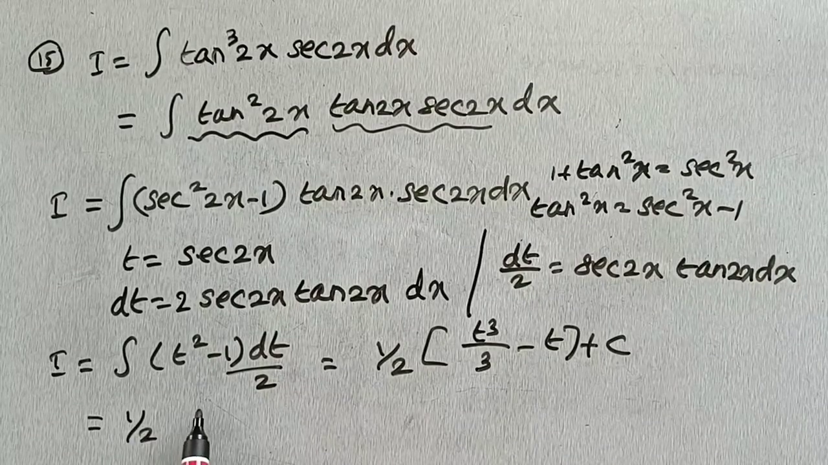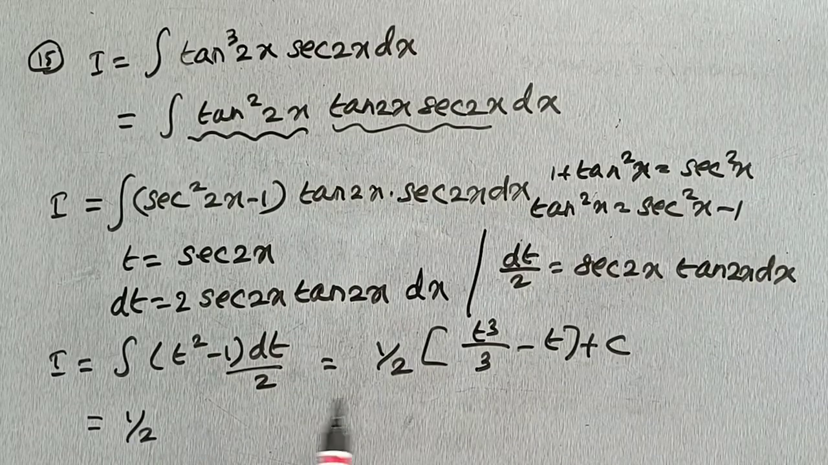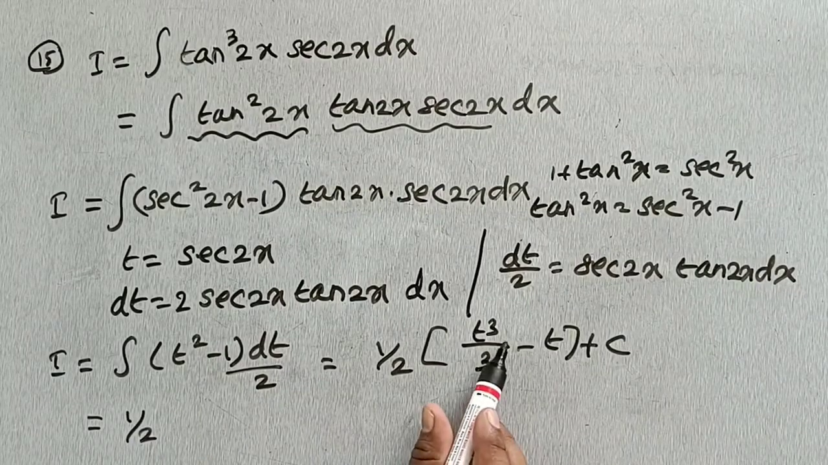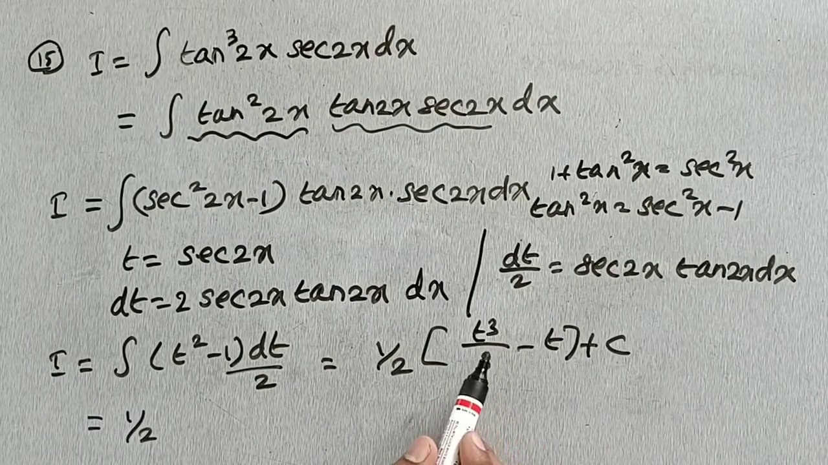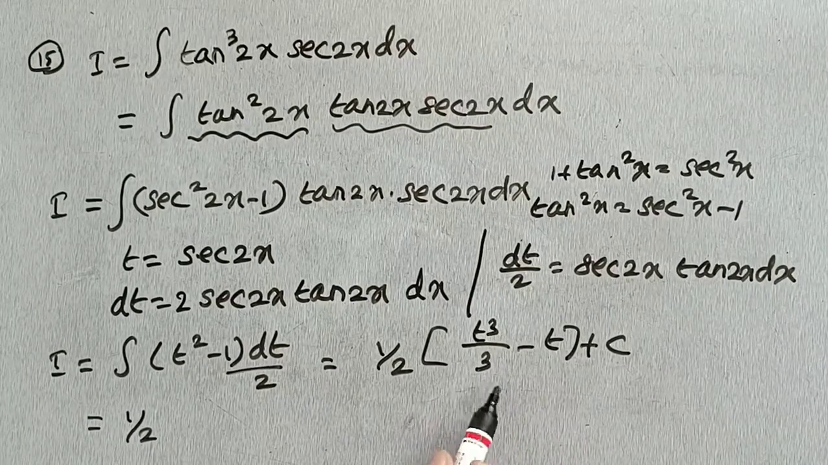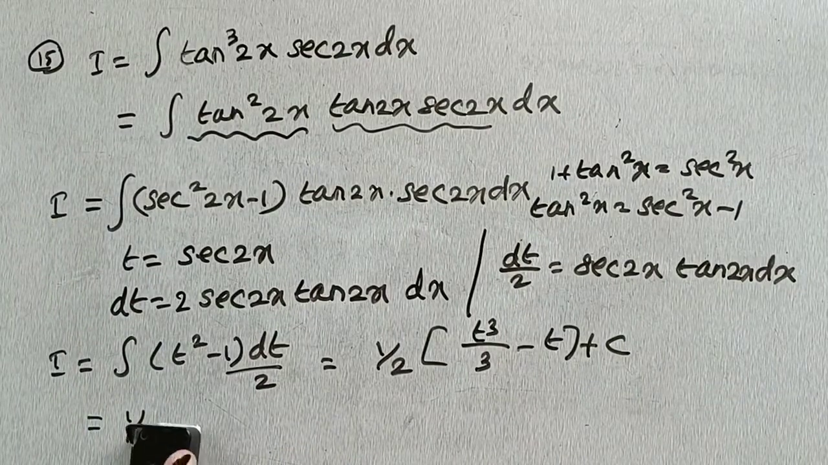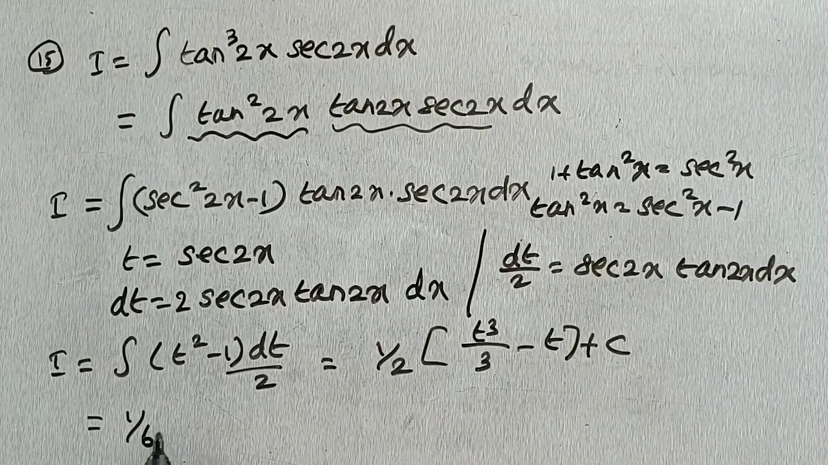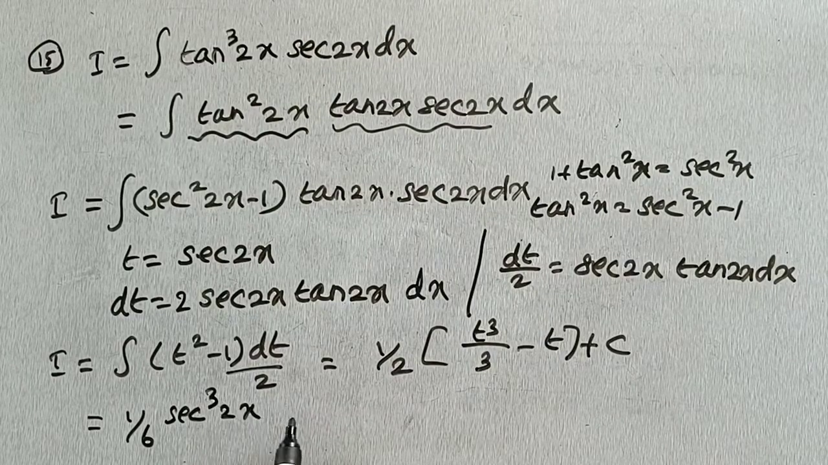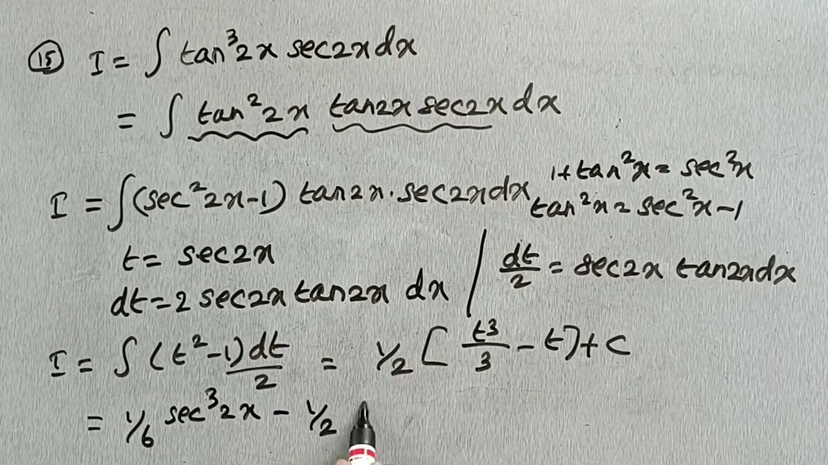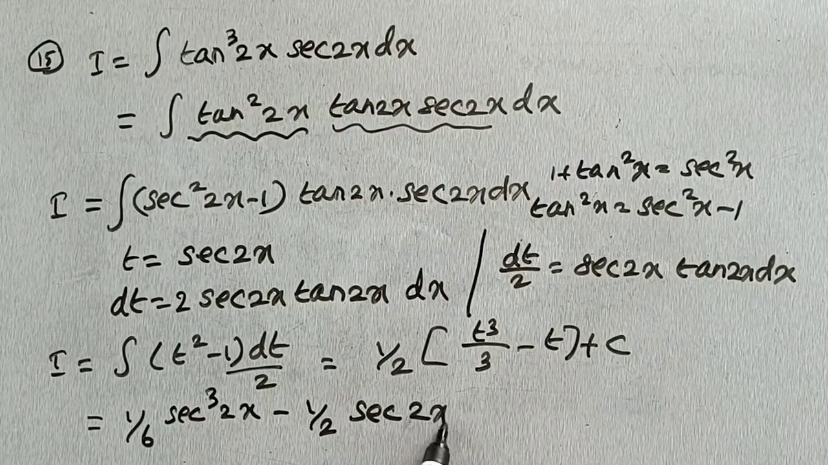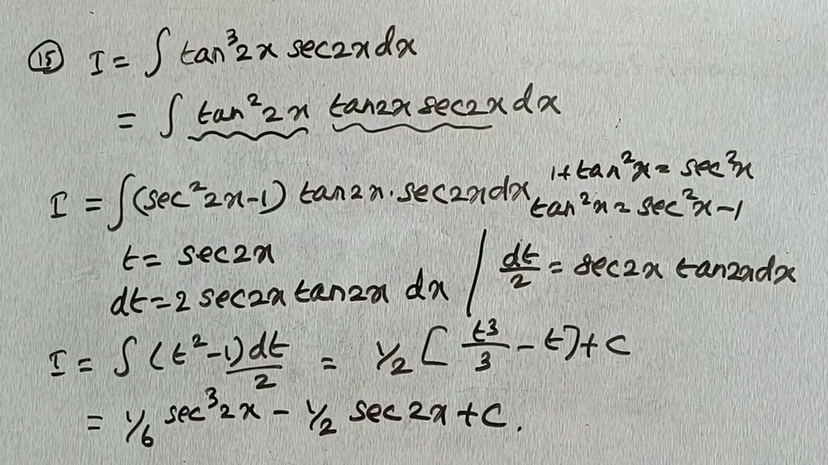So 1 by 2 into t cube value, t equal to secant 2x. Already 3 is there, so the denominator will be 6. So 1 by 6 into secant cube 2x minus 1 by 2 into secant 2x plus c.